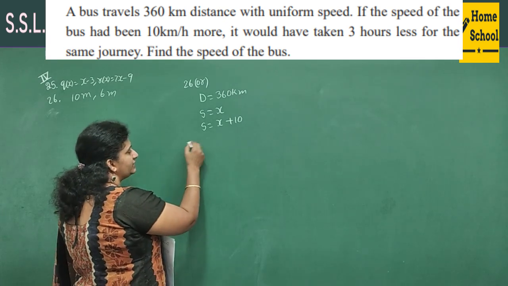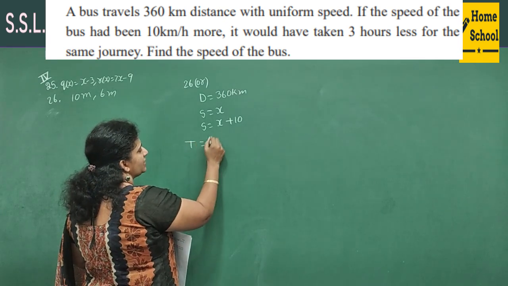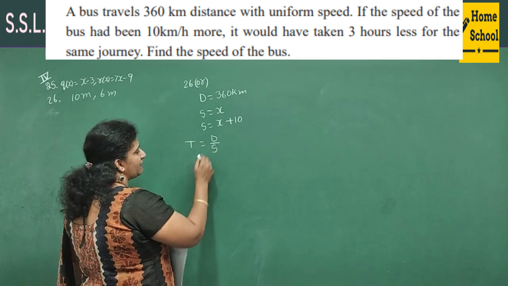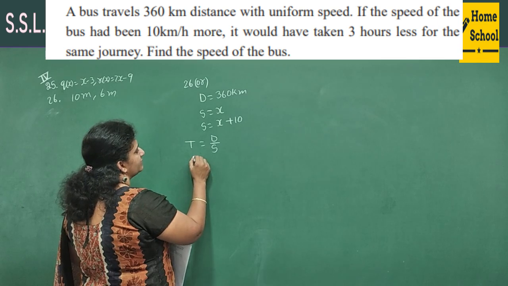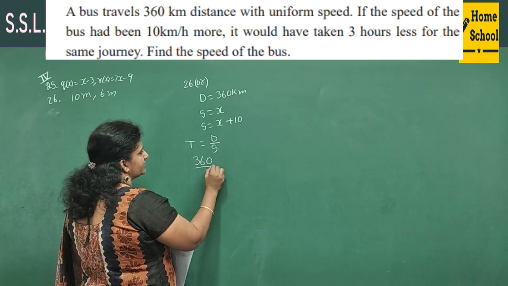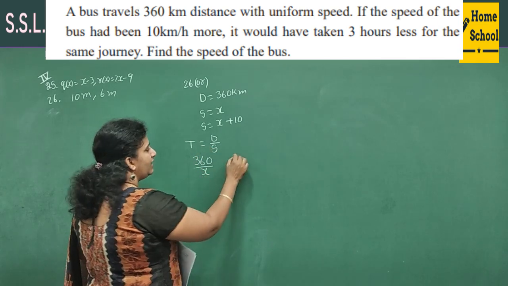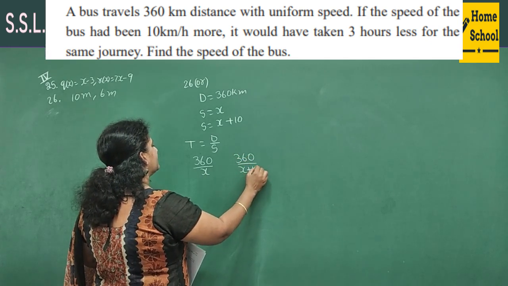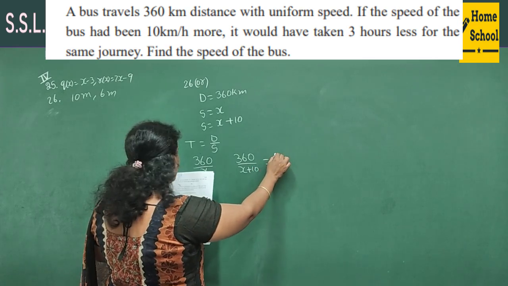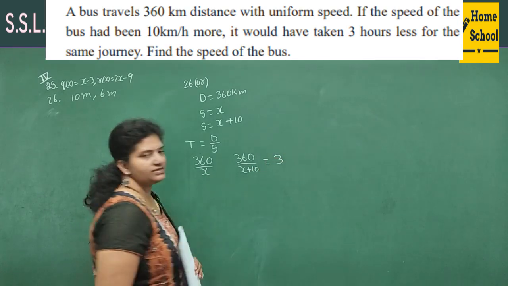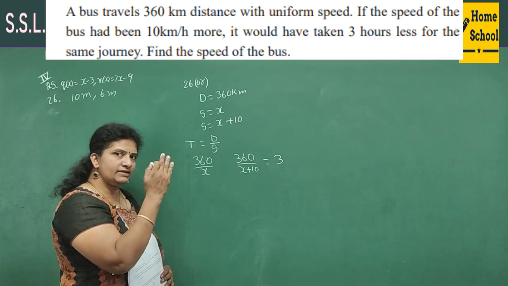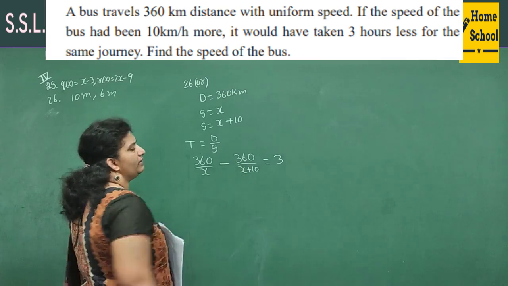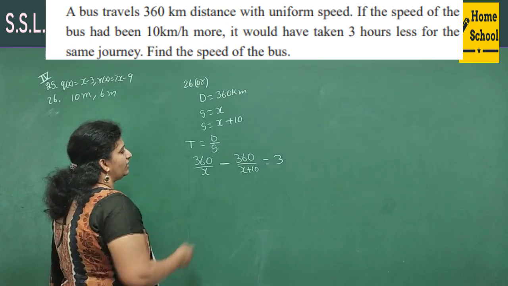How can we find speed here? So, we know a relation, that is time is equal to distance by speed. And the initial speed and distance, same distance, 360 kilometers, speed x. And when the speed increases, it will be x plus 10 is equal to how many hours it is taking less? 3 hours less. The speed increasing, time decreasing. So what you are going to take here? You are going to take a negative sign in middle and solve this.